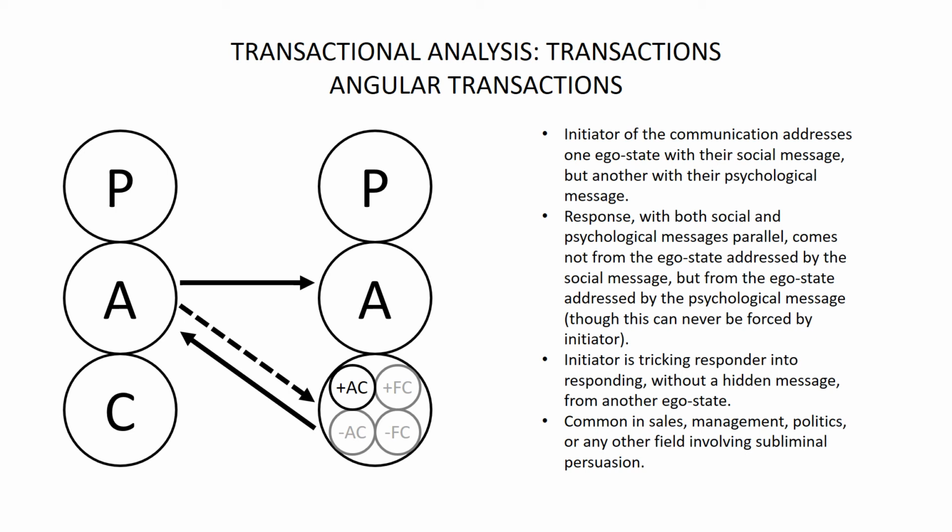In effect, the initiator is tricking the responder into responding, without a hidden message, from another ego state. A response from a particular ego state can never be forced, but can be invited, with the responder being baited into the choice the initiator wishes them to make. Given this, such transactions often occur in sales, management, politics, or any other field in which subliminal persuasion is used. On the diagram, the initiator's psychological message is represented, but the responder's is not.